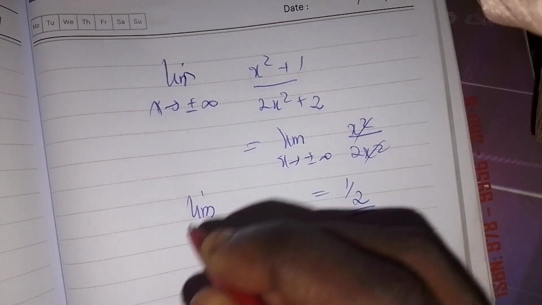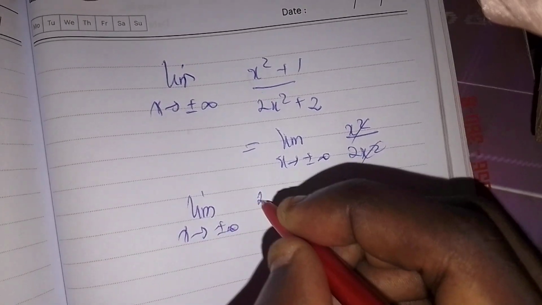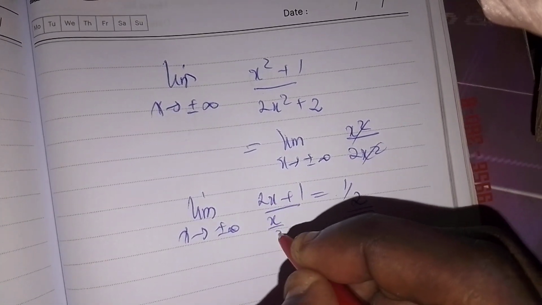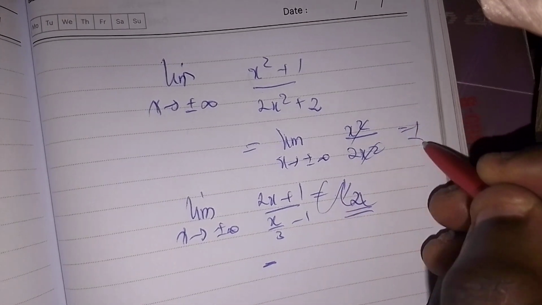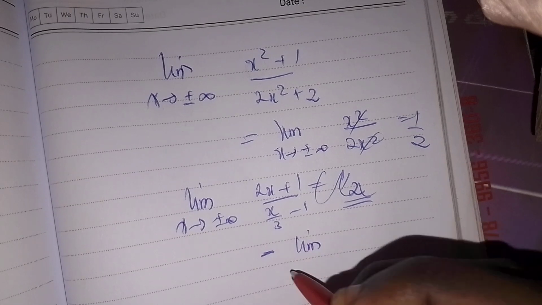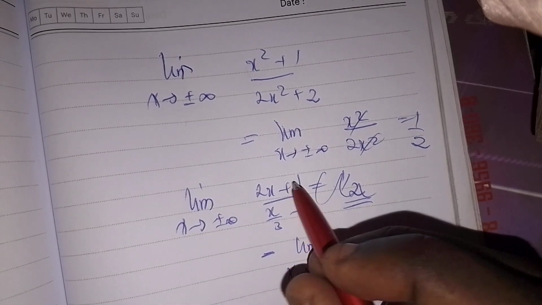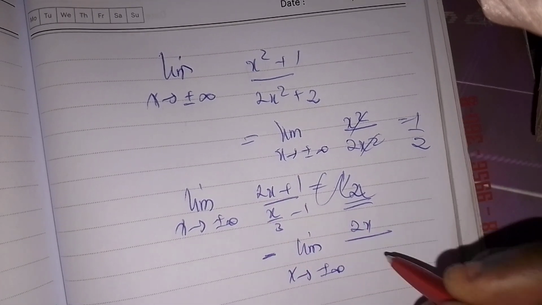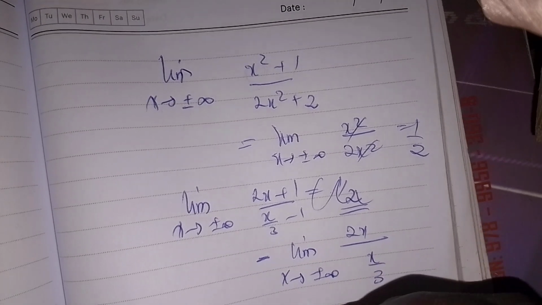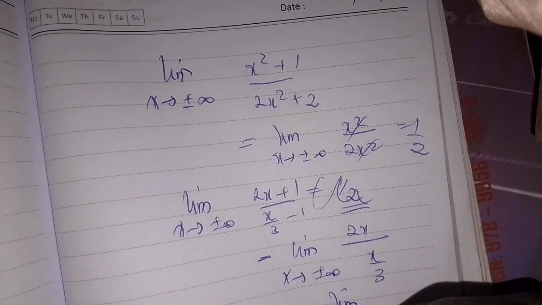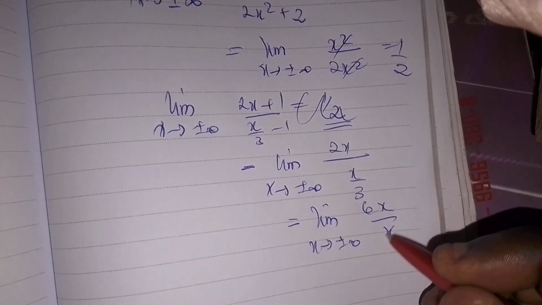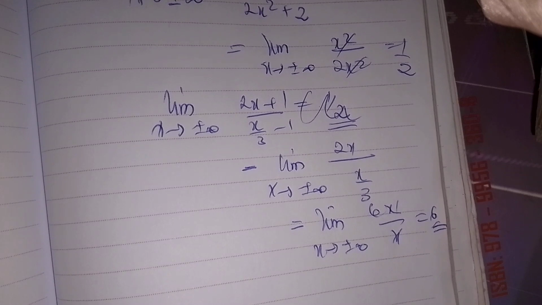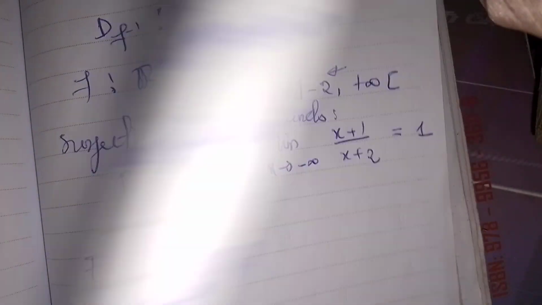Now, if you have the limit as x is going to plus or minus infinity of 2x plus 1 on x on 3 minus 1, this will just be equal to the limit as x goes to plus or minus infinity. The numerator is controlled by 2x and the denominator is controlled by x on 3. The 3 will go up and meet the 2 to give us 6. So we have 6x on x, the x cancels and we get 6 as the answer. So that was just a demonstration. Okay, so let's get back to our limit.